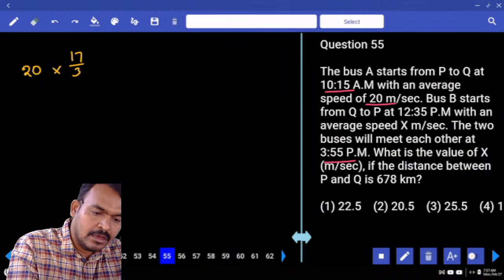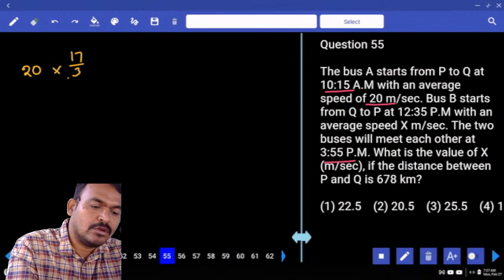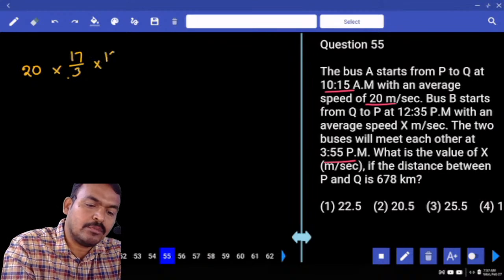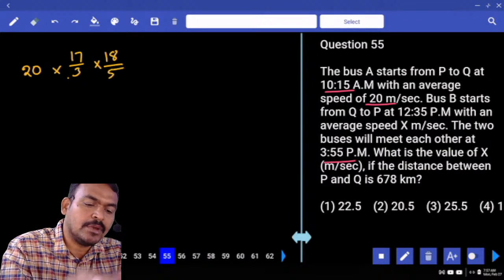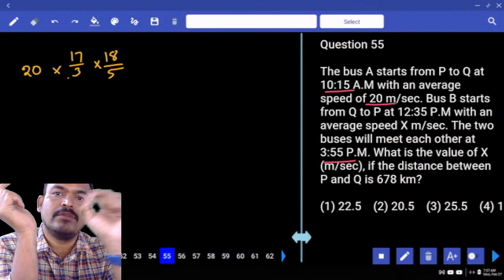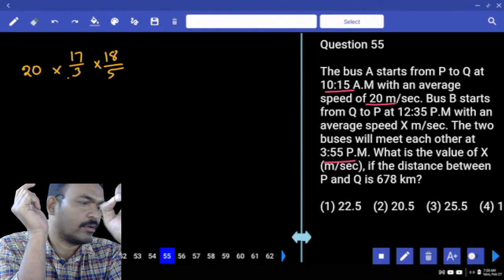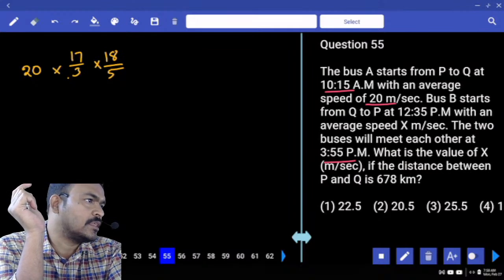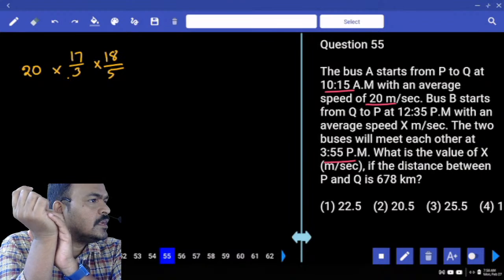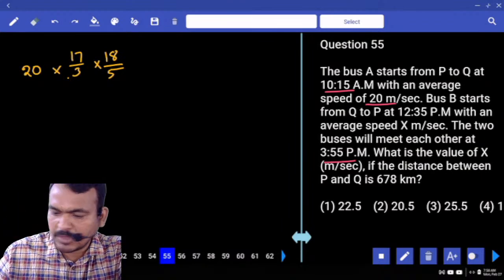Divide hours. 20 meter per second, is it meter per second or not? It is converted to kilometer per hour by multiplying by 18 by 5. 20 meter per second into 18 by 5, we get the speed value in kilometer per hour, which is 72 by 5. Into 17 by 3 hours. Speed into time, we get the distance value. Distance.